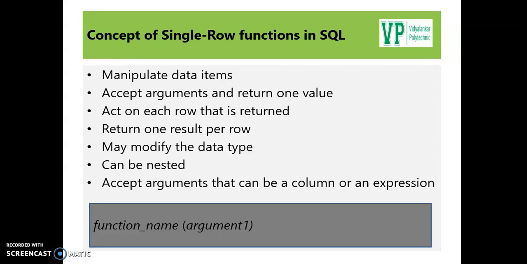We can apply these functions on a table by using the column name directly, or you can apply these functions on any other data which is not stored in a table. So the basic syntax of this particular function, single row function, is we have to write the function name and in a bracket we have to provide an argument. So you can see only one argument is accepted for a single row function.